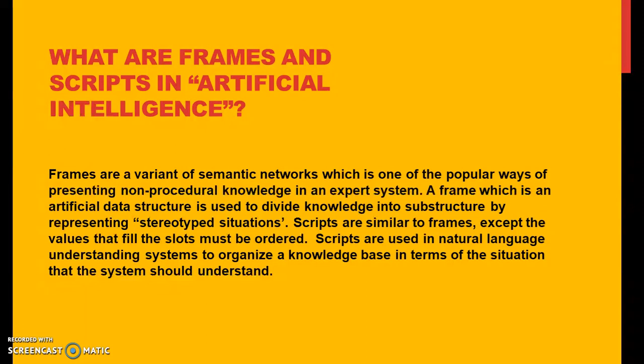So what are the frames and scripts in artificial intelligence? Frames are a variance of semantic networks, which is one of the popular ways of presenting non-procedural knowledge in an expert system. A frame, which is an artificial data structure, is used to divide knowledge into substructures by representing stereotyped situations. Scripts are similar to frames, except the values that fill the slots must be ordered.